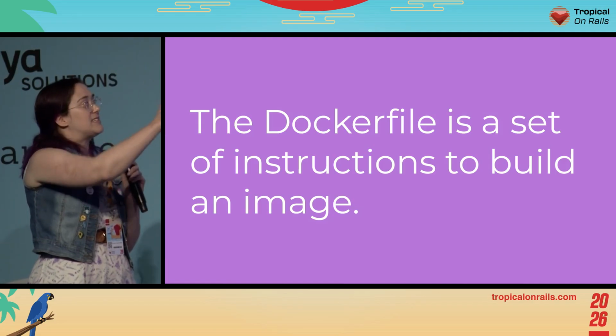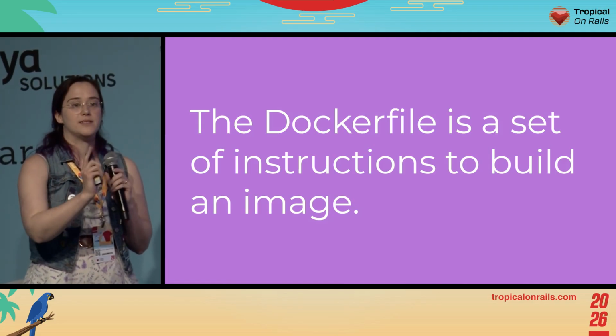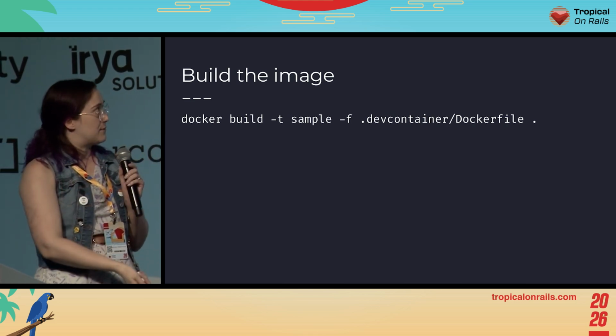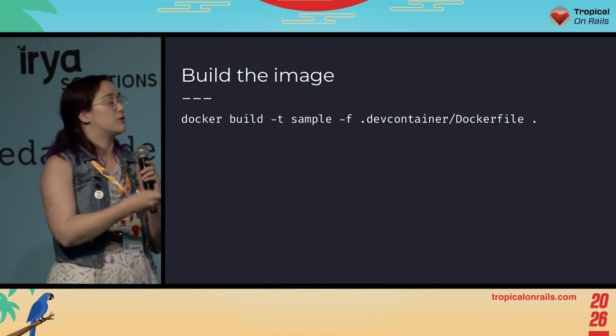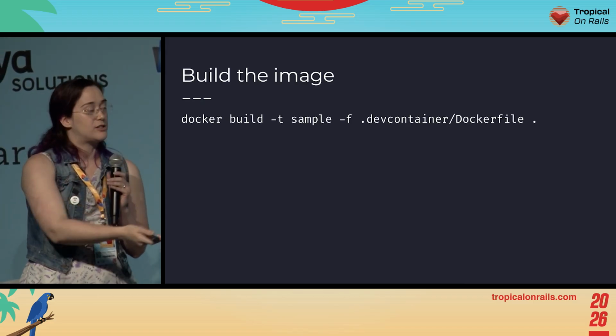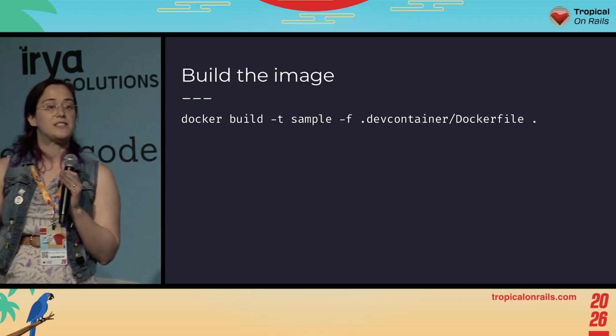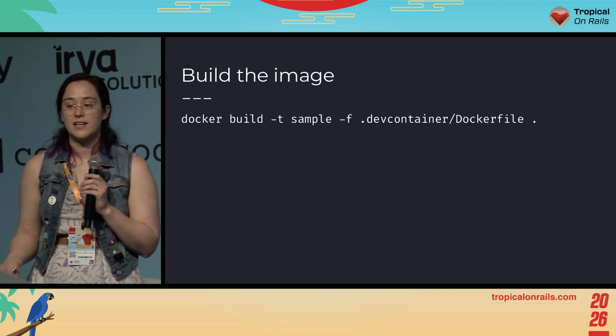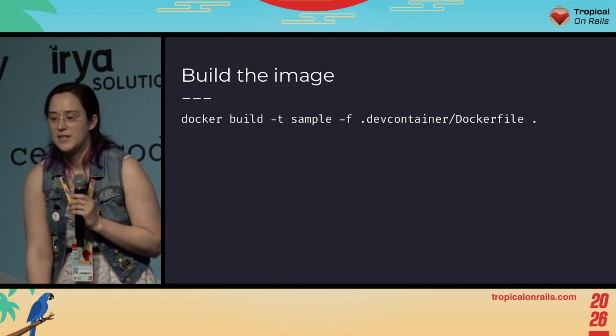The Dockerfile is a set of instructions to build an image. This is how you actually build that image. You're going to call docker build. You're going to call the name of it, which is that -t. The -f is the Dockerfile that I'm using, and I said it copies files from your system. That's why you need to specify the context that you're calling it from, which in this case is dot.